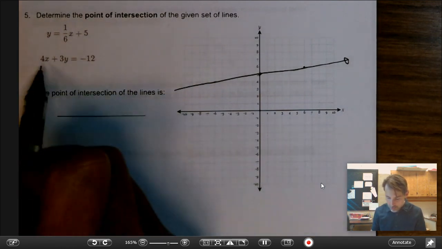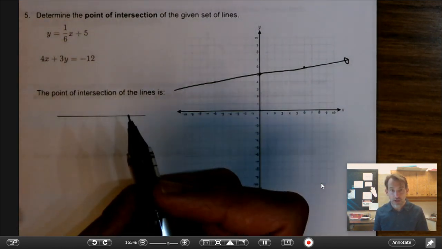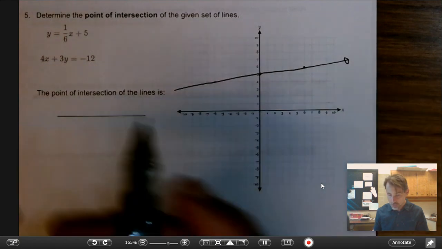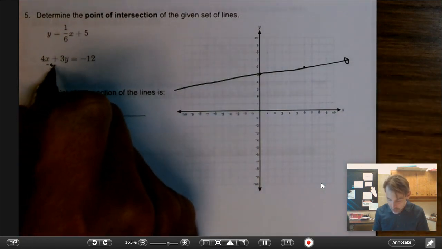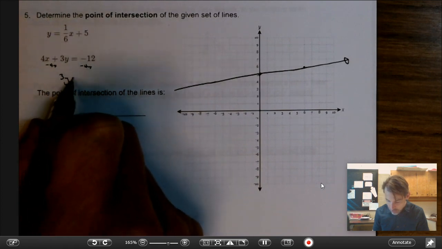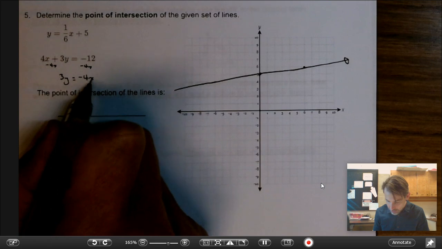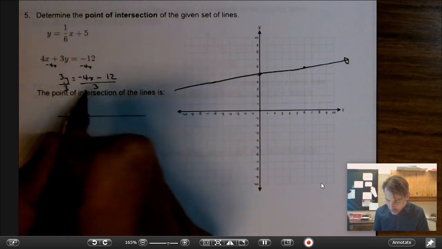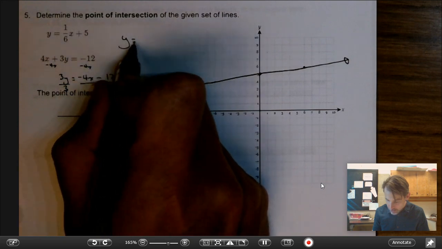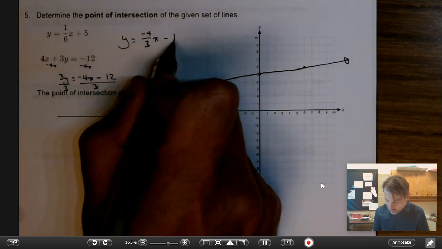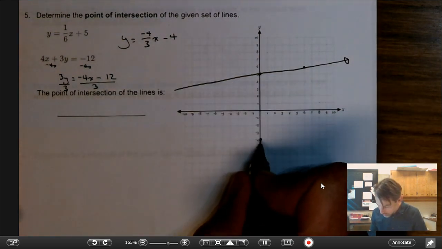Okay, and then 4x plus 3y is equal to negative 12. Let's rearrange this into y. Subtract 4x from both sides. We're going to have 3y is equal to negative 4x minus 12. We're going to divide both sides by 3 to get y is equal to negative 4/3 x minus 4. Okay, so we're down here at minus 4.